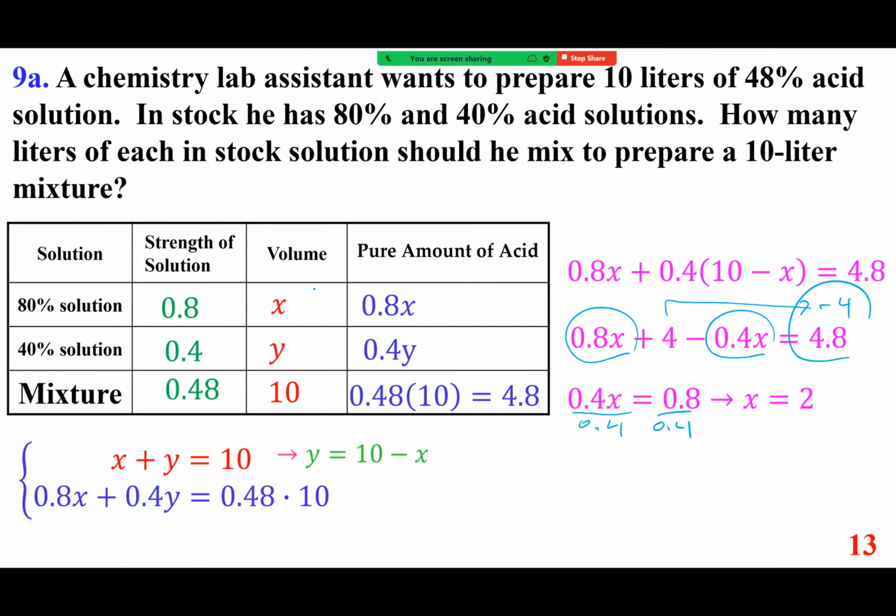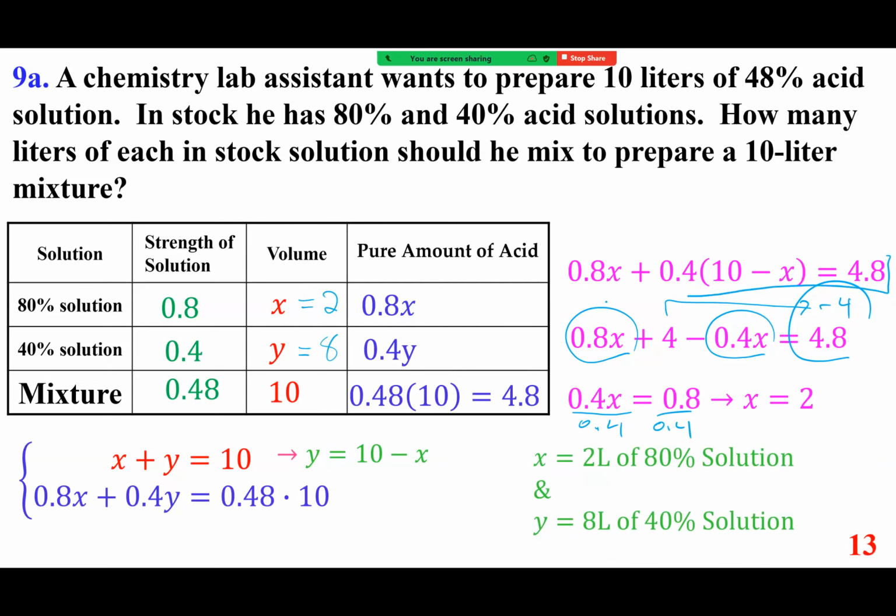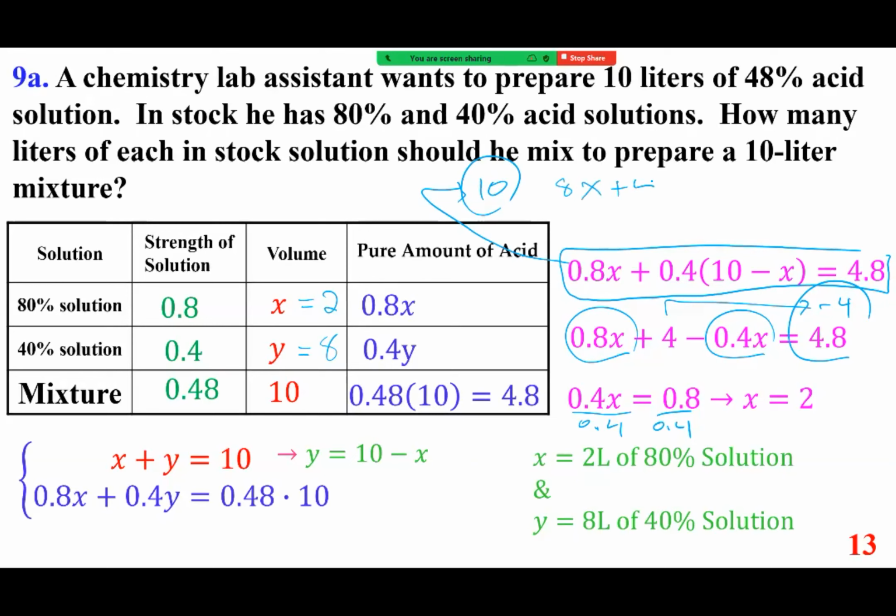And if X equals 2, Y must be 10 minus 2. So we write 2 liters of 80% solution, 8 liters of 40% solution. Now, if I multiply this one by 10, I get 8X plus 4 times (10 minus X) equals 48. And I can solve this one, and it gives us the same answer. If anybody finds it easier, you can go that route.